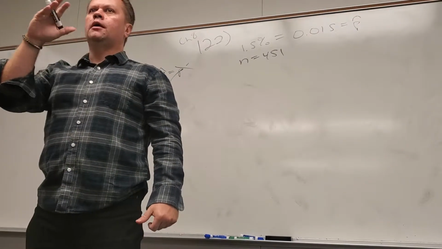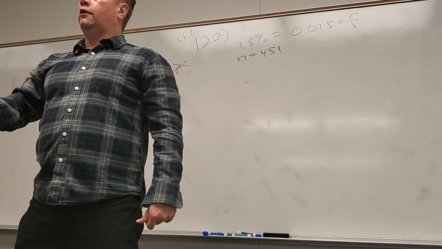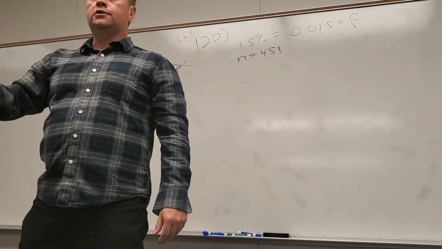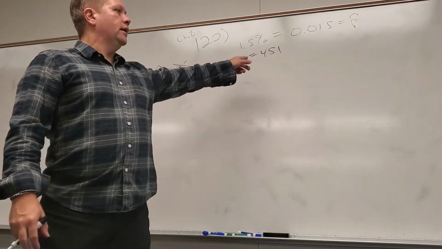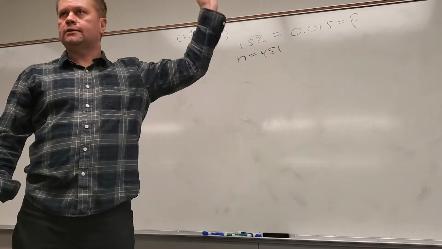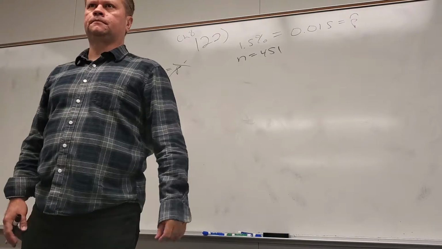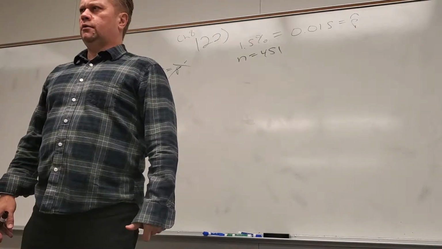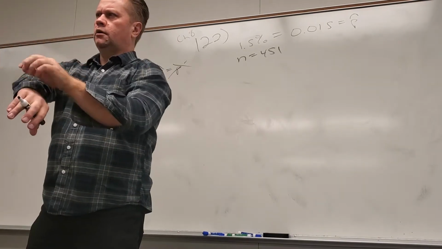Now that you've identified the formula, you have to figure out how to get the parts you need. I know what n is. I know what p hat is. I need to figure out q hat, which is easy. And then I need to figure out z. Was there another part? No, that was it. How do I figure out the z-score?